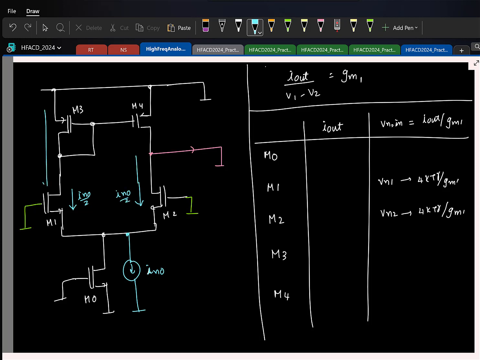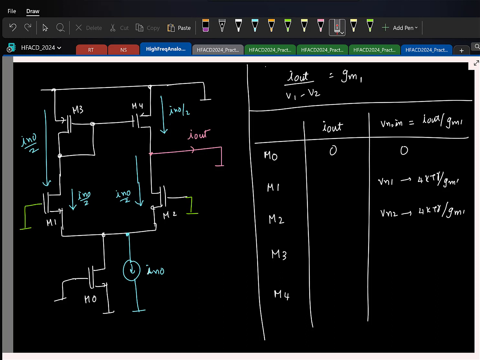And remember, the current in this branch is the same. M3 and M4 form a current mirror. So whatever current flows in the diode connected transistor gets mirrored onto M4. So now what is the current that will flow into the output? 0. So nothing flows out here. So here it is 0. That is another thing to observe.